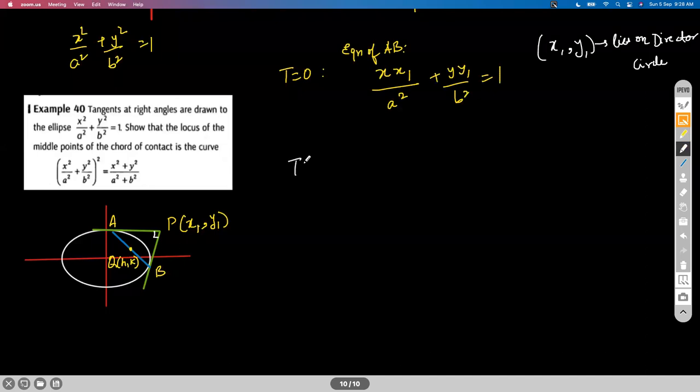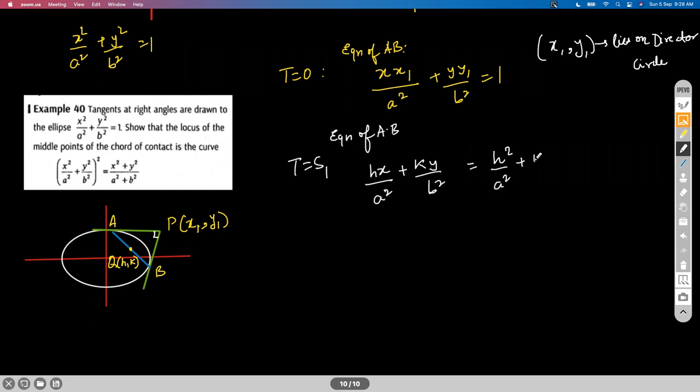Same, if you find the equation of the chord whose midpoint is H, K, the equation is T equal to S1. Even this will give you the equation of AB only, which is T equal to S1. So that is equal to hx by a square plus ky by b square minus one, I'm just writing the T expression. That will eventually get cancelled, so let's not waste time writing that. Now here, these two equations represent the same thing. This is also the equation of AB. This is also the equation of AB.